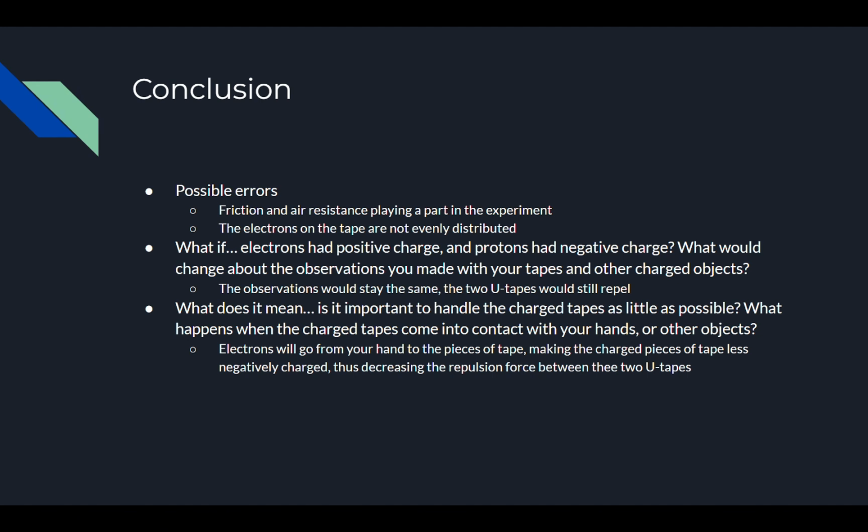And then for the what-if question: what if electrons had positive charge and protons had negative charge? What would change about the observations we made in the lab? Well, I believe that the observations would stay the same, and that the two U-tapes would still repel, even if the electrons and protons switch charges. Due to how the experiment was set up, both tapes would still have the same charge and would therefore still repel.